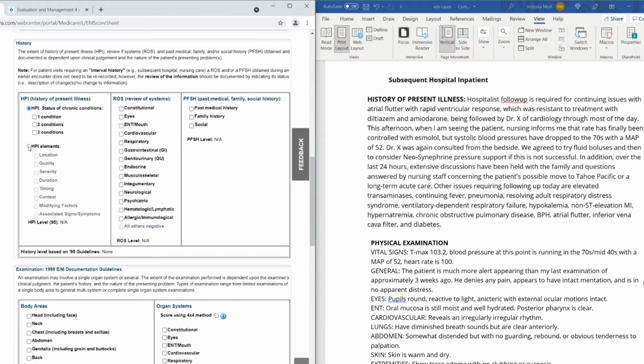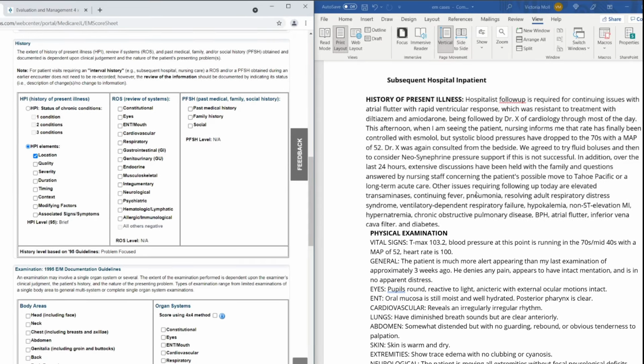So any HPI elements, continuing issues with atrial flutter. Okay, so we have a location. This is an atrial flutter, so it's a cardiac issue. Seeing the patient controlled. Looks like we might hit some components here for discussion of the case with another provider. Other acute issues there, elevated transaminase, continuing fever. The fever is more so an exam finding than it is the patient complaining of fever. So a lot of this is really more so provider findings and provider discussion versus patient reported complaints, which is really what the review of systems is supposed to be. It's supposed to be the patient's stated, oh, I'm having trouble breathing, oh, I'm having GI issues, etc. These are provider documented. So I can maybe count for the location. I'm not so sure about some of these other areas. I don't know, maybe you have a different opinion. You can pick something else out of there.